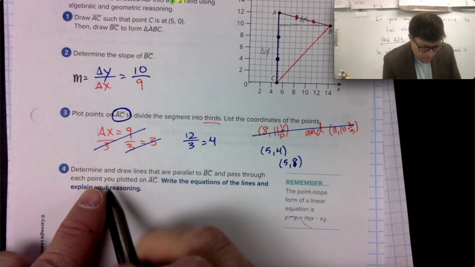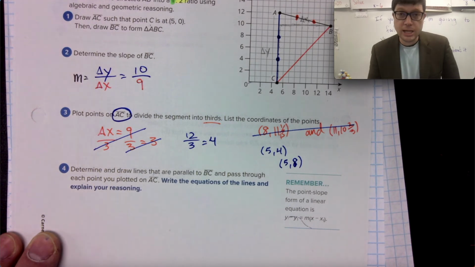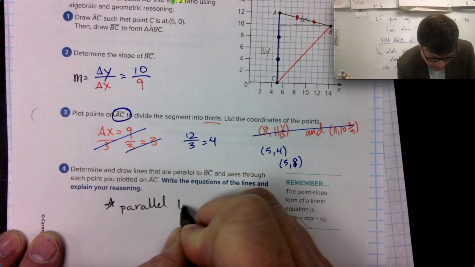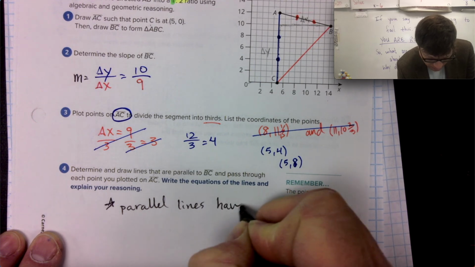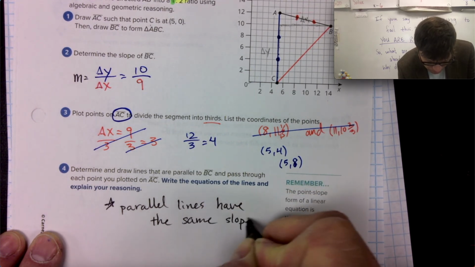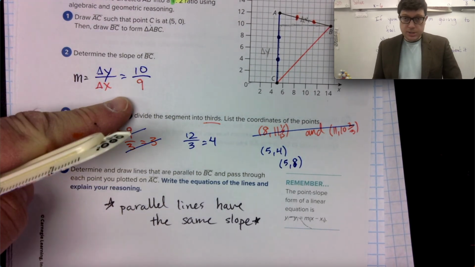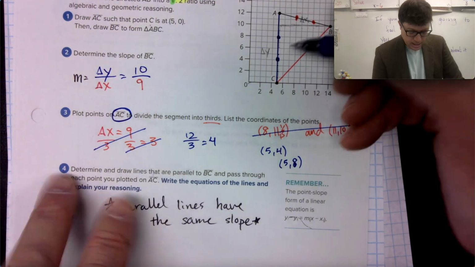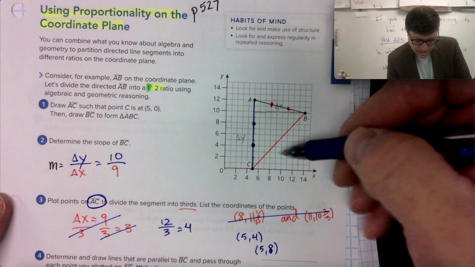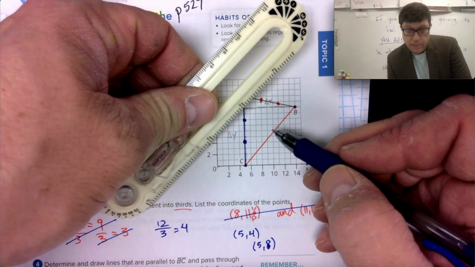They want to determine and draw lines that are parallel to BC. Parallel lines have the same slope. So hint, parallel lines have the same slope. So I can use the 10/9 slope. From this point, I can count up 10 spaces and go over 9 spaces, and I'll have a line that I can then trace with the straight edge to make it parallel.